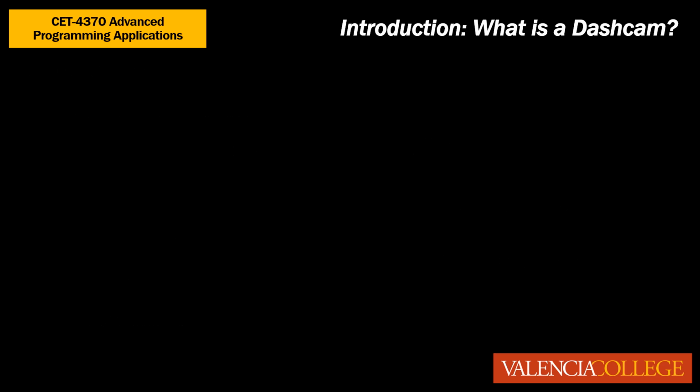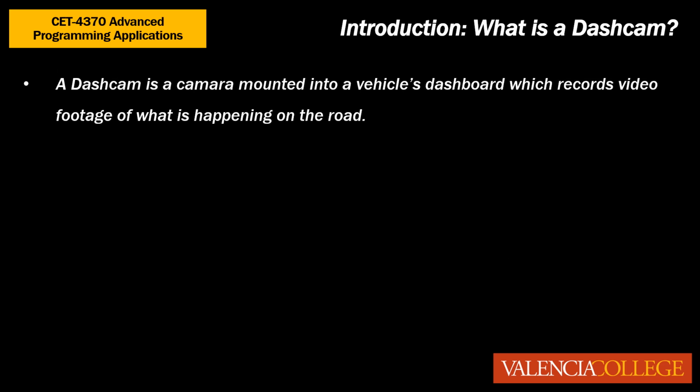What is a dashcam? A dashcam is basically a camera that's mounted to a vehicle's dashboard and it records footage of what's happening on the road. This is primarily used for collisions, so when a collision occurs, there's something to keep track of what happened. Particularly police vehicles use this a lot, and normal customers use this type of device for their own safety, so they can show that they were not to blame in a collision.